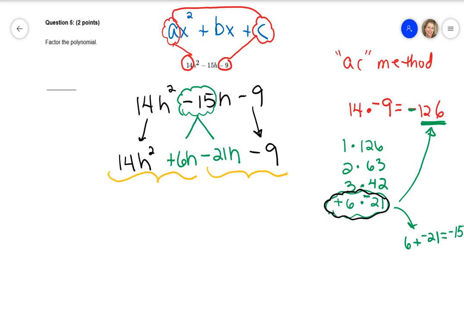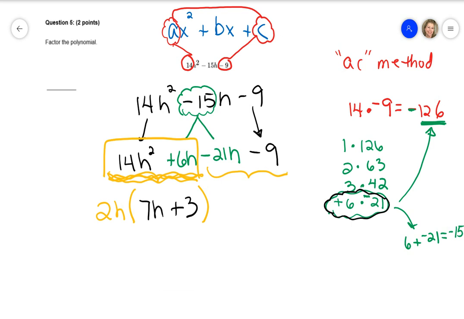So when I start with the 14h squared plus 6h, I'm like, okay, what do just these two have in common? Well, I can factor out a 2 and also an h from both of those. And when I do, I'm left with 7h plus 3.